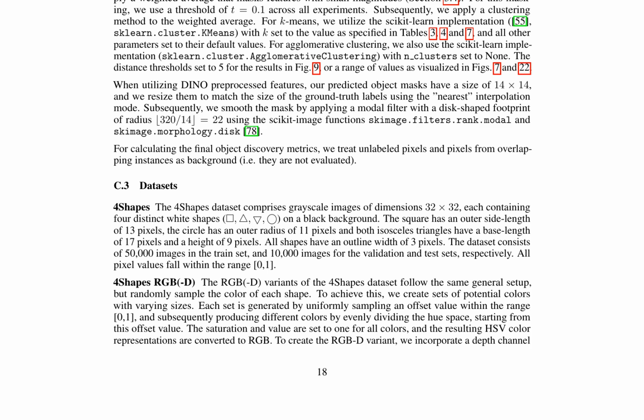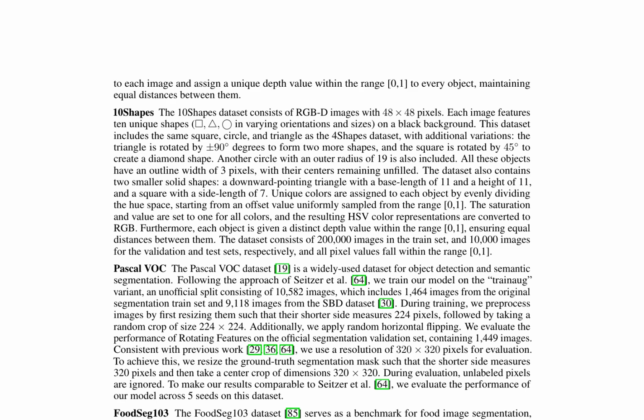The datasets used in this study include 4 shapes and its RGB-D variants, which are essential for evaluating object discovery metrics. These datasets provide a comprehensive framework for understanding the performance of models with rotating features in various scenarios. Object-centric representation learning models are evaluated using various datasets and baselines.